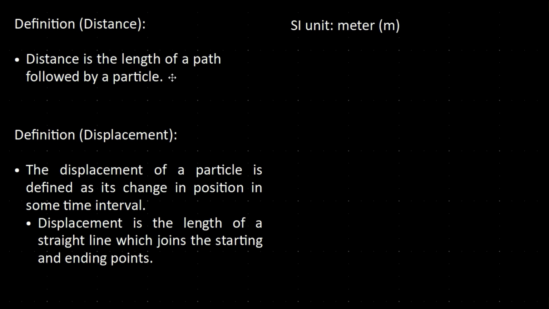Distance is the length of the path followed by a particle. Displacement of a particle is defined as its change in position in some time interval. Displacement is the length of the straight line which joins the starting point and the ending point.